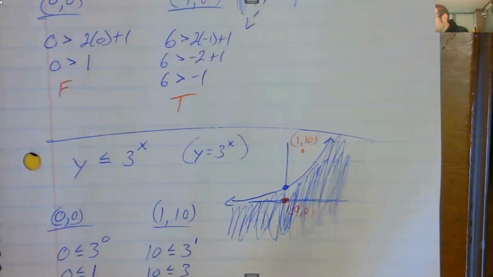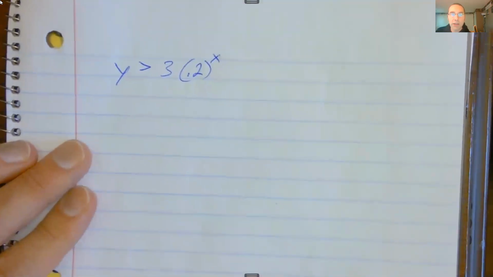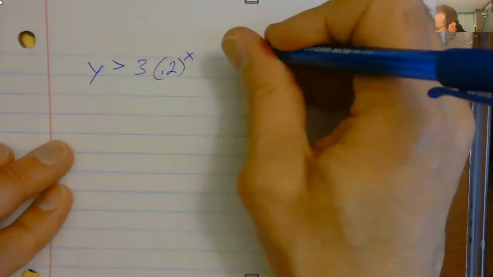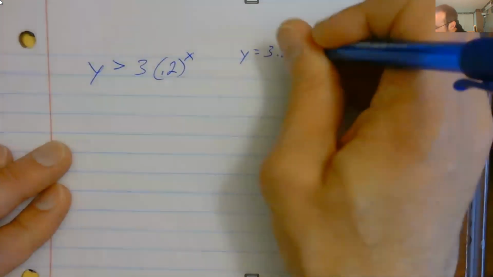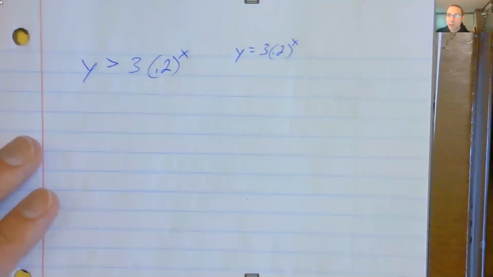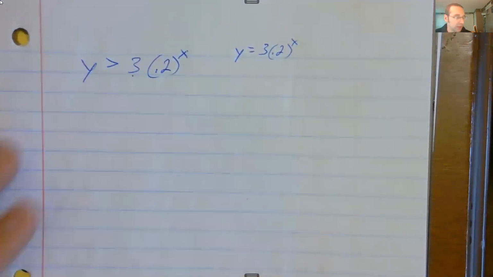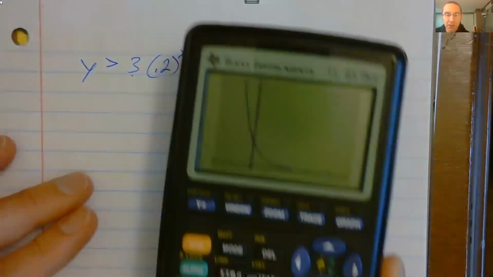All right, one last example. Let's try y is greater than 3 times 0.2 to the x. All right, y is greater than 3 times 0.2 to the x. My boundary curve is y equals 3 times 0.2 to the x. And if you're not sure what this looks like, yes, this is an exponential curve, and there's your a value, here's your multiplier. I went ahead and I already graphed this on my calculator. I'm going to put that here.